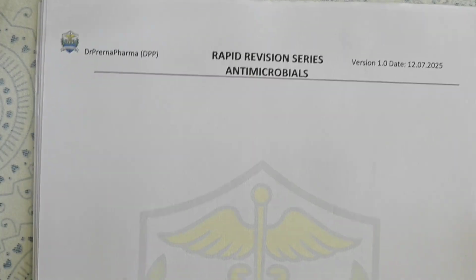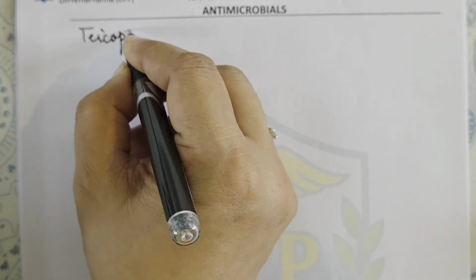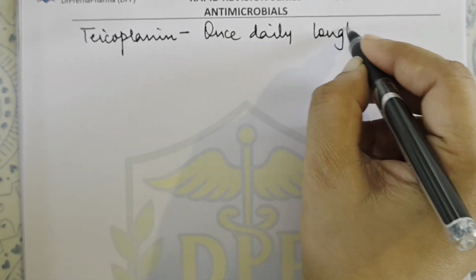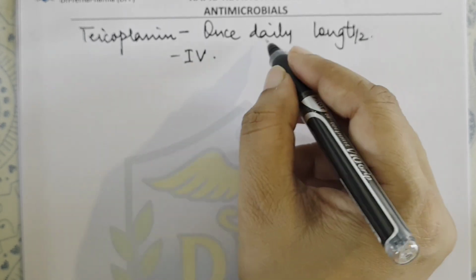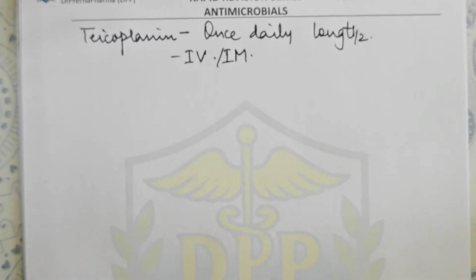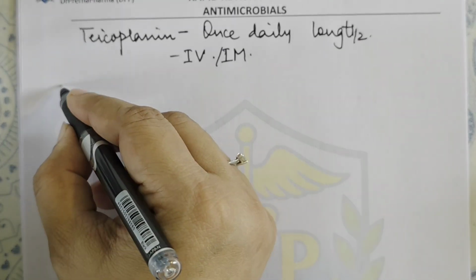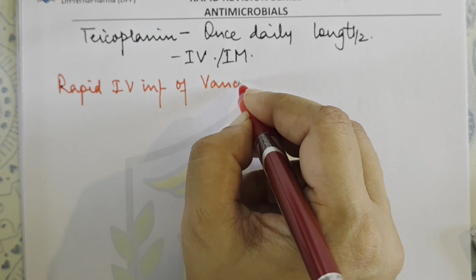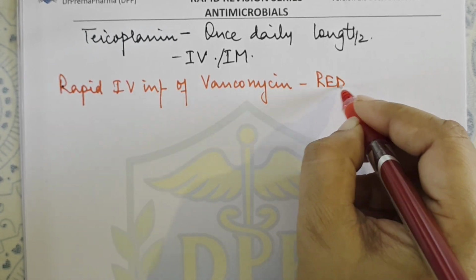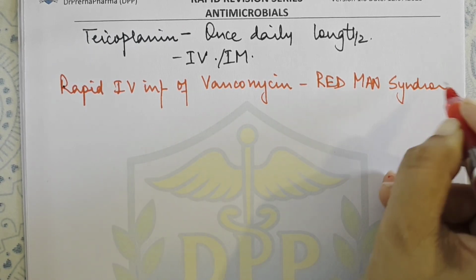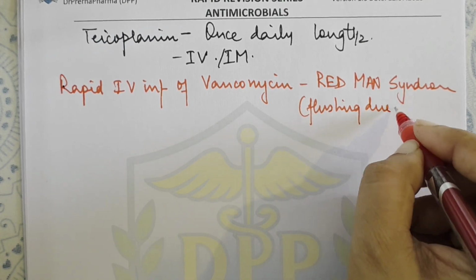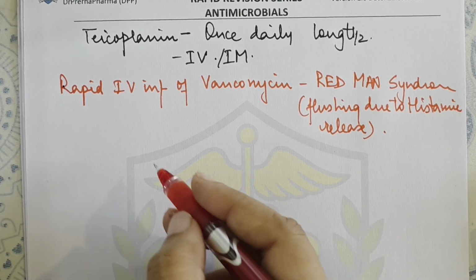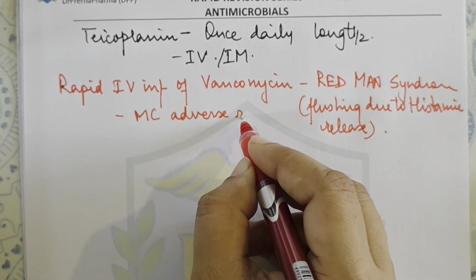Then another drug that we study is teicoplanin. Another glycopeptide given once daily due to long half-life. It is administered parenterally IV and can be given by IM route also, and is excreted unchanged in the urine. Now another very important thing is rapid IV injection of vancomycin causes red man syndrome. That is basically flushing due to histamine release. Okay, this is the most common adverse reaction.